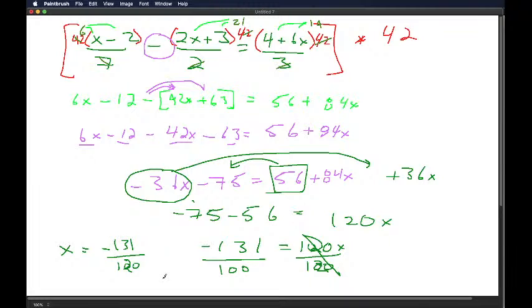What is that as a decimal? It's probably like something that's gonna make me vomit up my chicken even though I haven't eaten it yet. 131 divided by 120. Yeah. 1.091666. If you change that to a fraction, it goes back to 131 over 120. This is super savage.